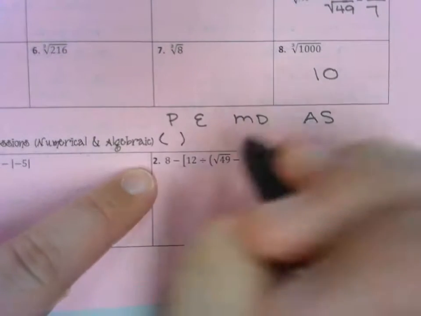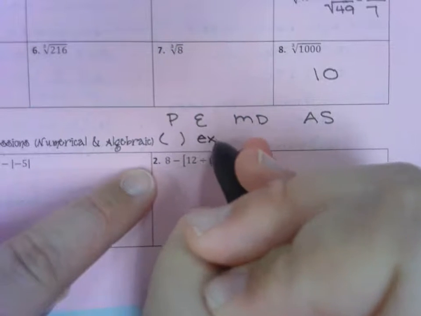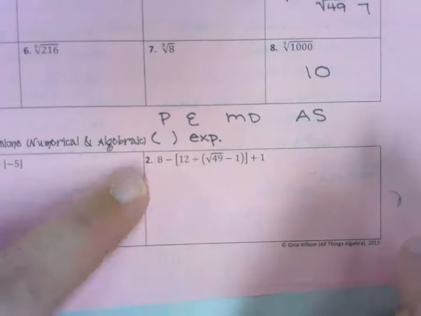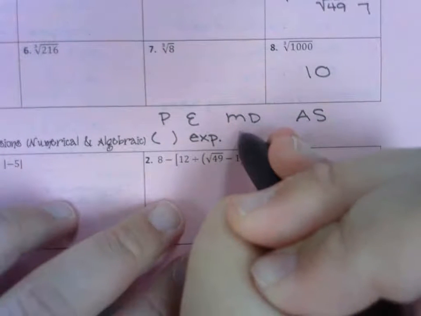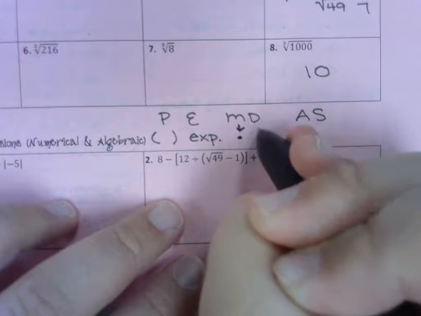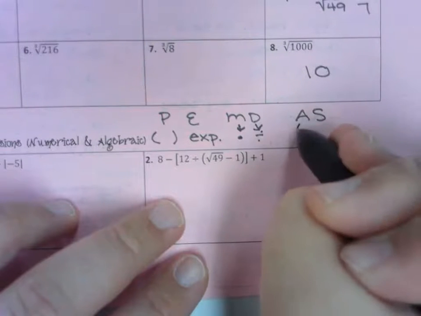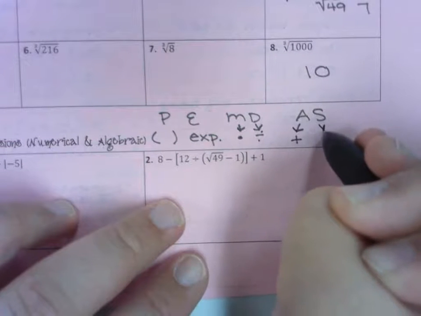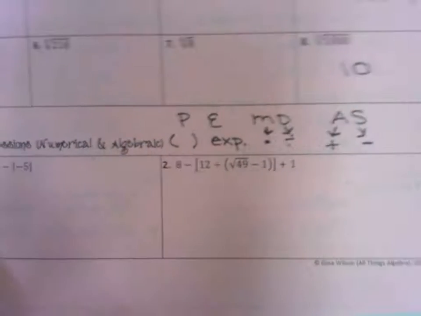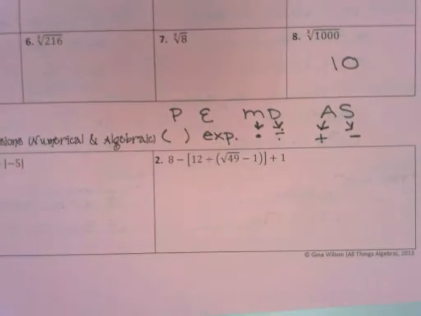Okay, P means what? Parentheses. E means exponents. M is multiply. D is divide. A is add. S is subtract. That's fine. Go through the examples I did with you because you're going to have to do it for homework anyway.